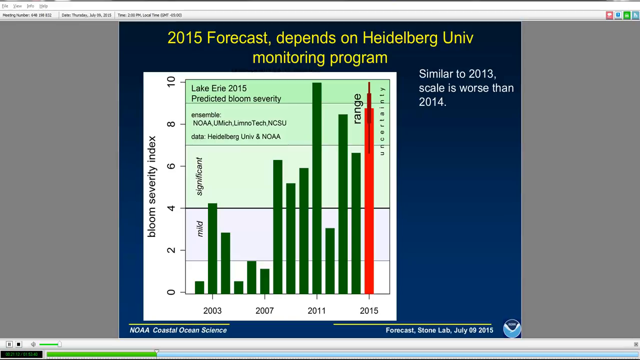And of course, the scale, once you account for the uncertainties, is a little shy of 2011, but we're looking at a bloom that is, as an ensemble, definitely the second worst.